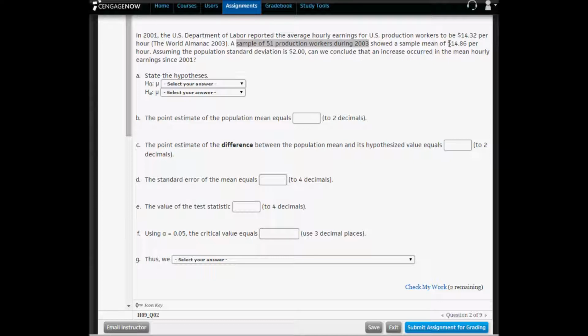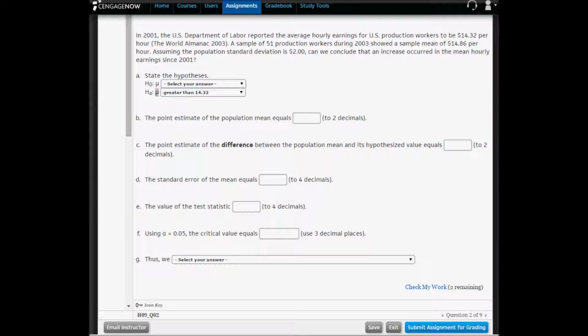The mean of this sample was 14.86. We're going to assume the population standard deviation is $2. And then again, we want to know if there was an increase in the mean hourly wage from 2001 to 2003. Since the null hypothesis always includes equals, and the statement that is highlighted in gray says increase rather than the same or an increase, the statement highlighted in gray is the alternative hypothesis.